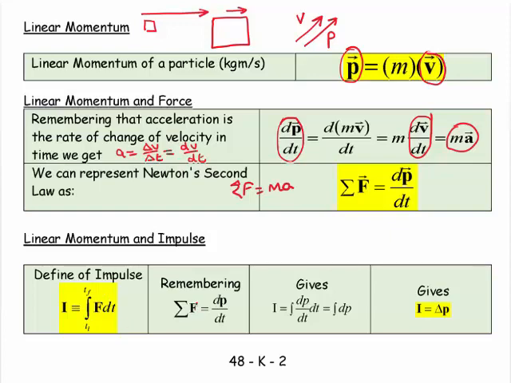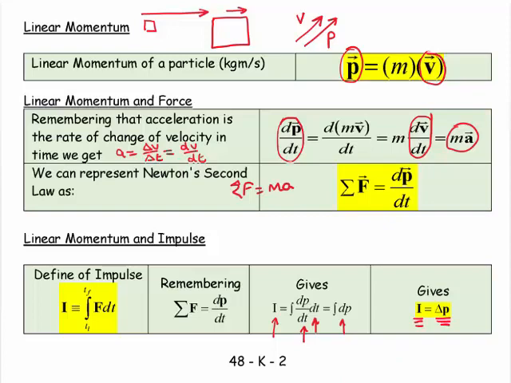And we can say, well, if I remember that F is equal to dP by dt, I get that the impulse is equal to the integral of, well, not F, but dP by dt dt. And so I get the integral dP. So I can say that the impulse, this new idea, is equal to the change in momentum.